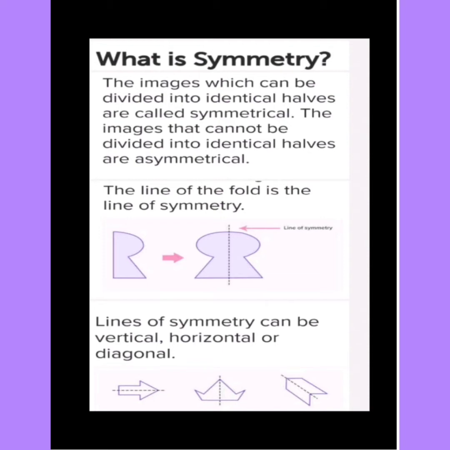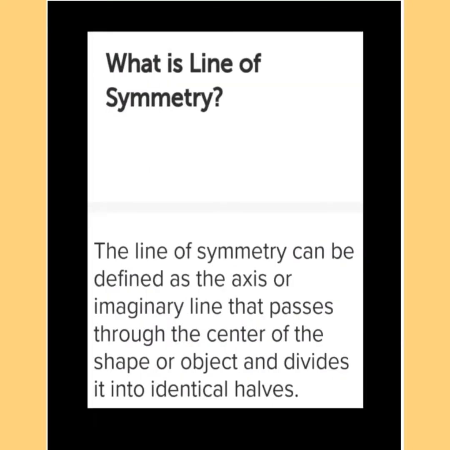The images that cannot be divided into identical halves are asymmetrical. Look at this figure. The line of the fold is the line of symmetry. Lines of symmetry can be vertical, horizontal or diagonal. Now, what is line of symmetry? The line of symmetry can be defined as the axis or imaginary line that passes through the center of the shape or object and divides it into identical halves.